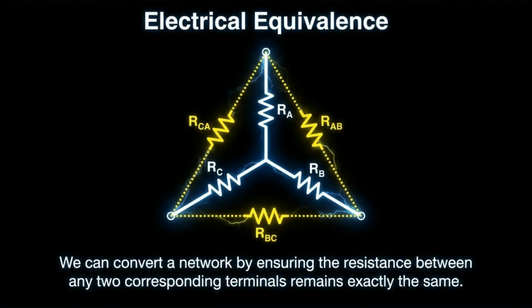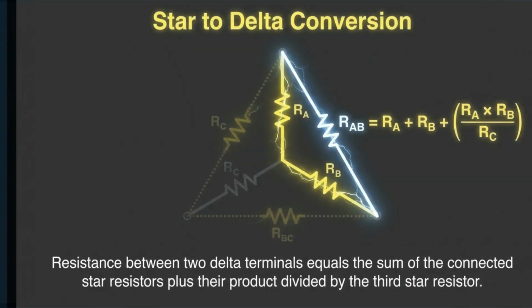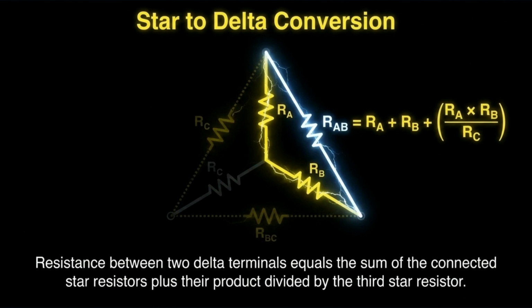We can achieve electrical equivalence by converting a network, ensuring that the resistance between any two corresponding terminals remains exactly the same. For a delta to star conversion, any arm of the star connection equals the product of the two adjacent delta arms, divided by the sum of all delta arms. Conversely, for star to delta conversion, the resistance between two delta terminals equals the sum of the connected star resistors plus their product divided by the third star resistor.